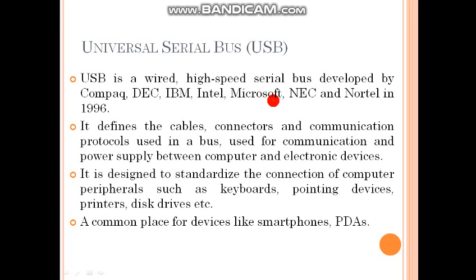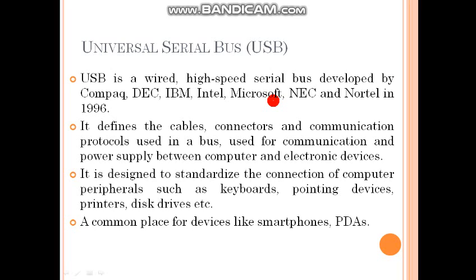Universal Serial Bus is a wired high-speed serial bus which was developed by Compaq, DEC, IBM, Intel, Microsoft, NEC and Nortel in 1996. It defines the cable, connector and communication protocol used in the bus, for communication and power supply between the computer and the electronic device.